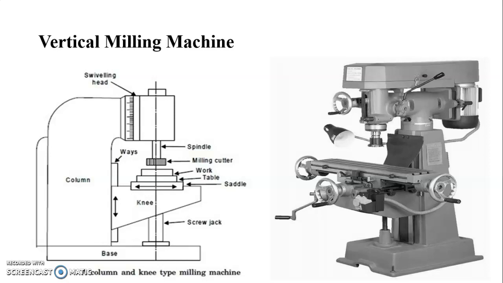And the next component, that is the head. The head is attached to the column. The head can be swiveled in the vertical plane parallel to the front face of the column. This extra feature helps to machine taper surfaces.